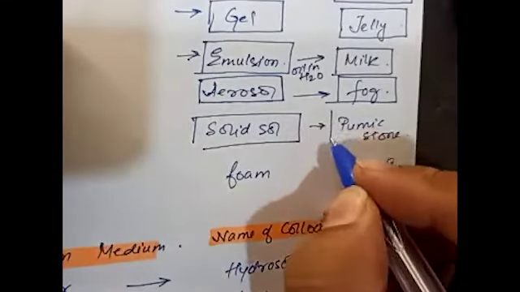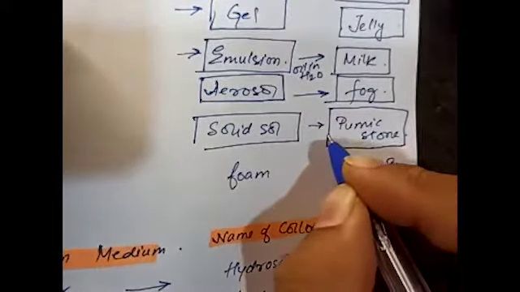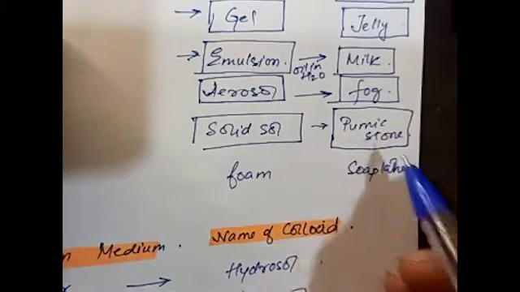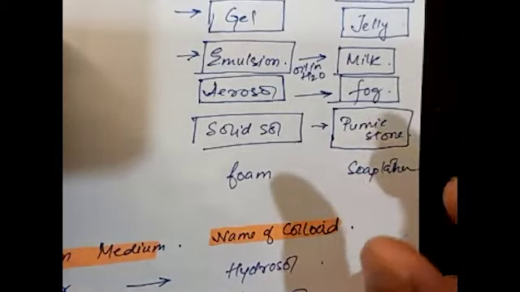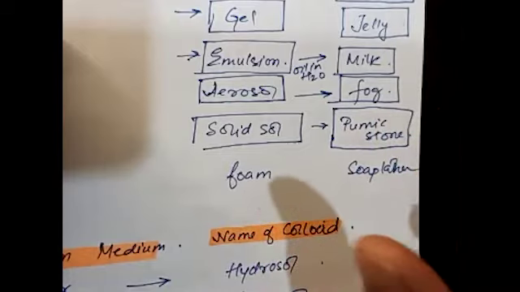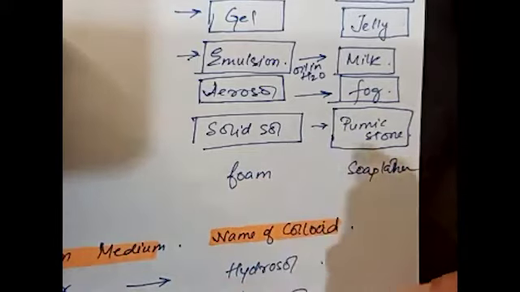Because here there is gas, you can take the example of pumice stone. These stones are used for scrubbing, scrubbing of legs and all, for hard surface. Pumice stones are generally used. You can see a pumice stone. It is very, very light because of air present in it. It may float in water also.